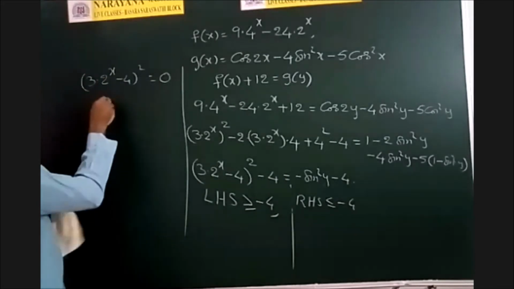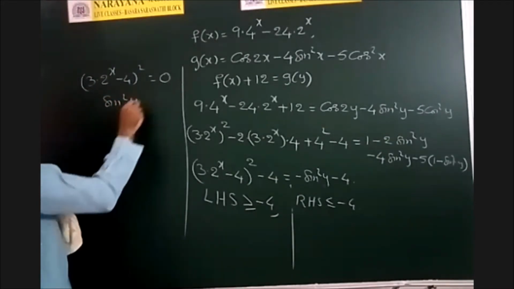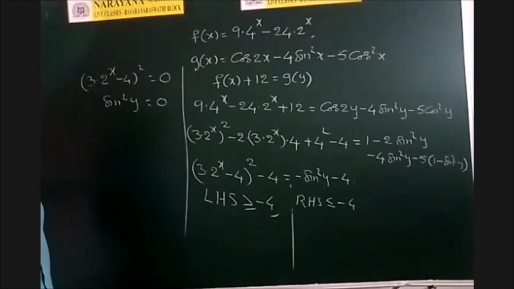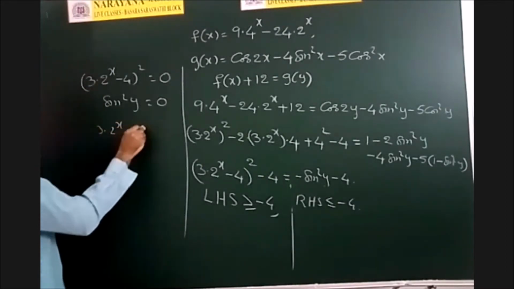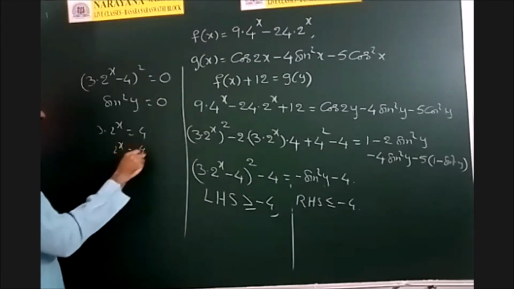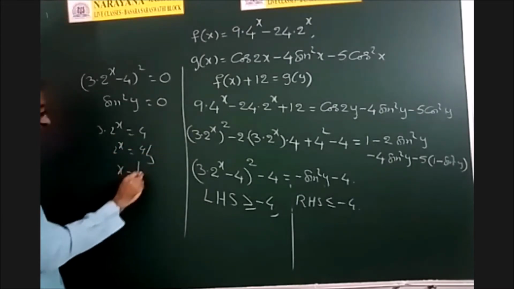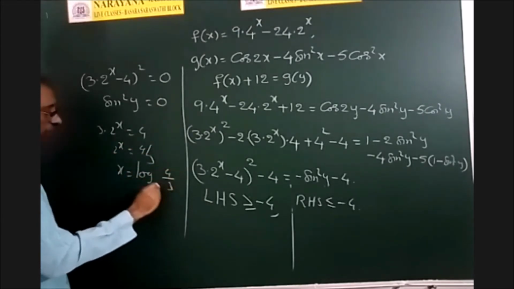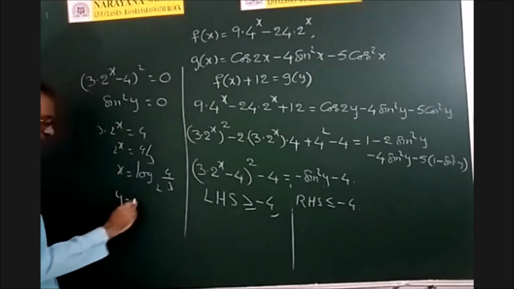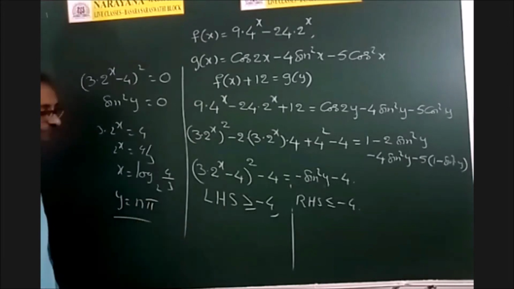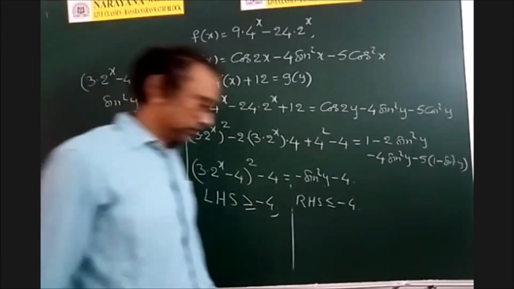And that is minus 4 when sin square y is 0. And therefore, this is 0 means 3 into 2 power x is equal to 4. 2 power x is equal to 4 by 3. And x is equal to, by definition, log 4 by 3 to the base 2. And sin y is equal to 0 means y is equal to n pi. And that is the solution.